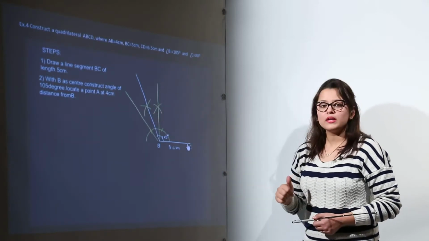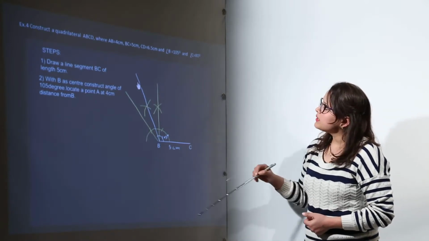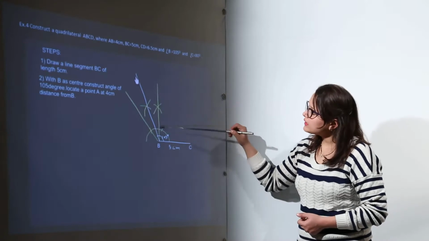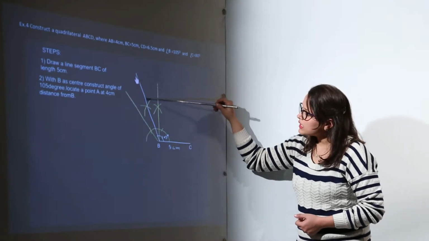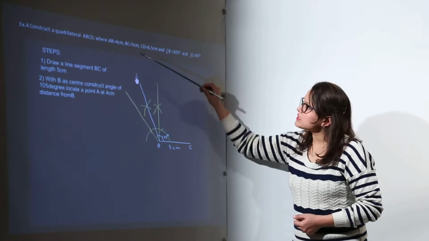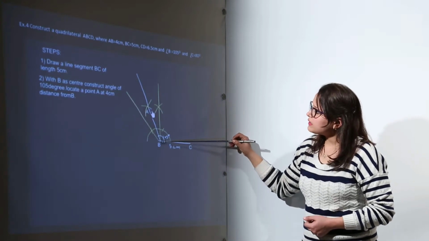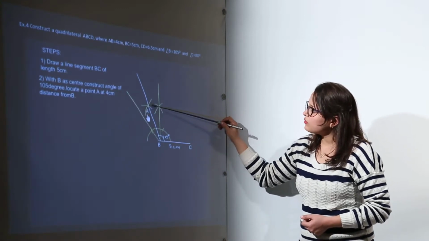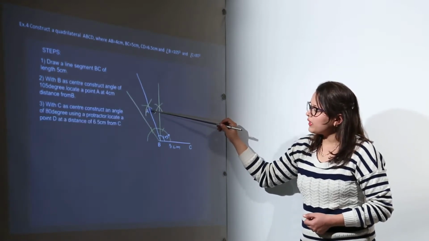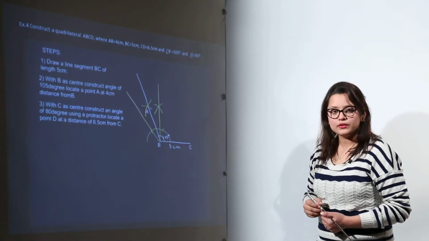Now I have made one angle and one base. The next step would be to make the next vertex. We know that the next vertex A is going to lie on this angle at B. So A is at what distance? It is at 4 centimeters from B. So we take a 4 centimeter arc, cut it on the line and we get the point A. This way we have got 3 points of the quadrilateral.